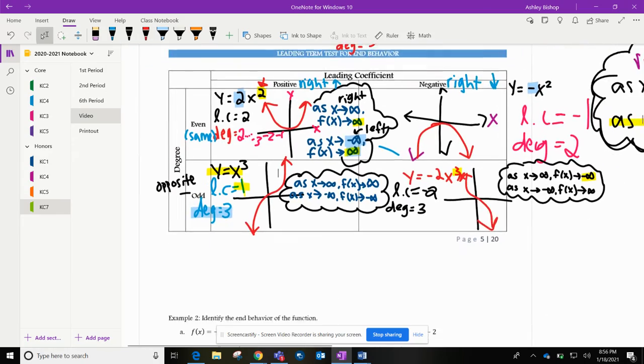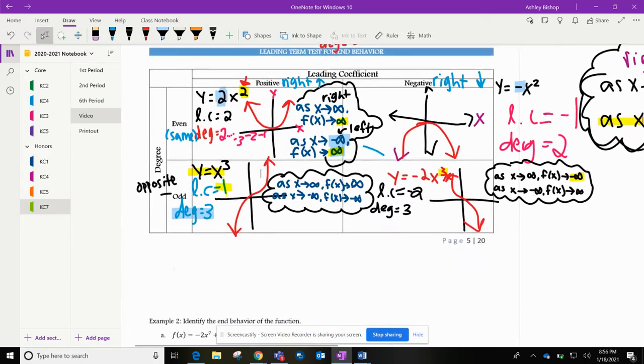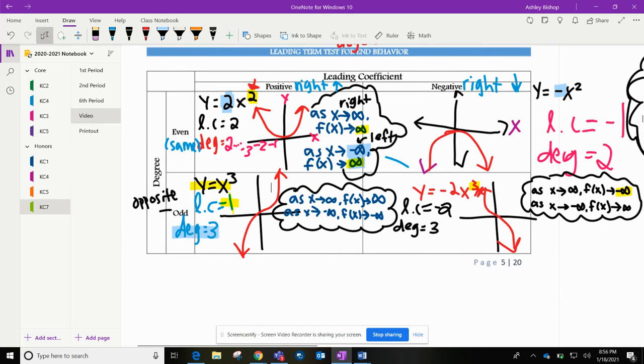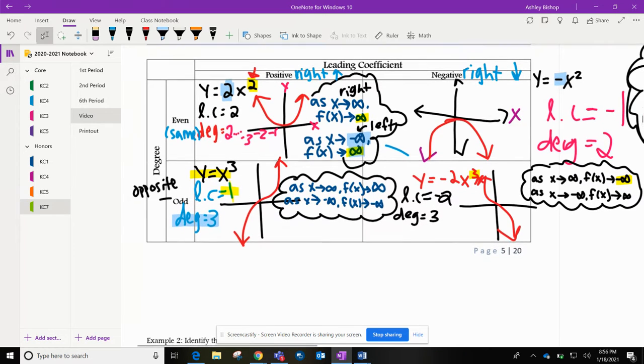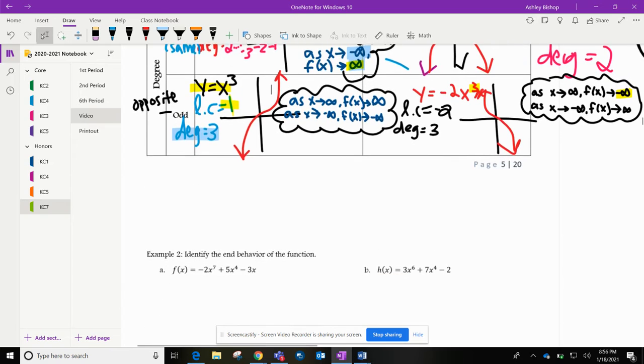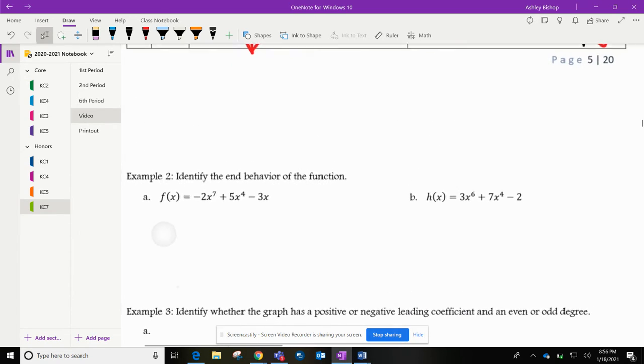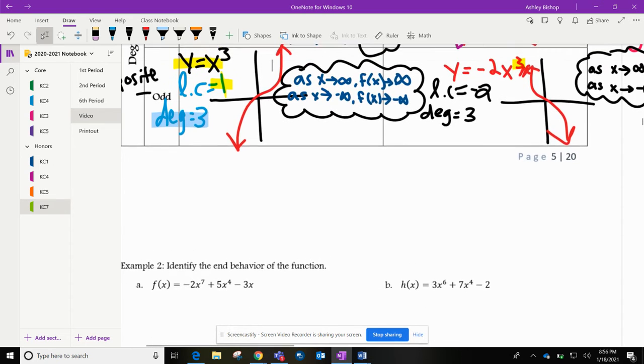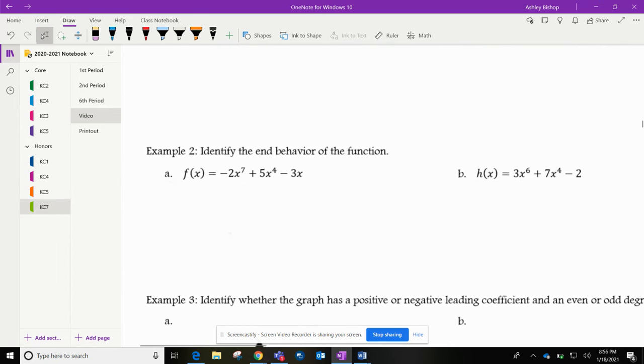Okay, so now we have our odd and our even degrees. If I have an odd and an even, their ends are going to go opposite directions. This will make more sense with examples, so we're going to jump right into some examples. We're going to refer back to this though, so make sure you have this filled out, but we're going to do examples on the next page.